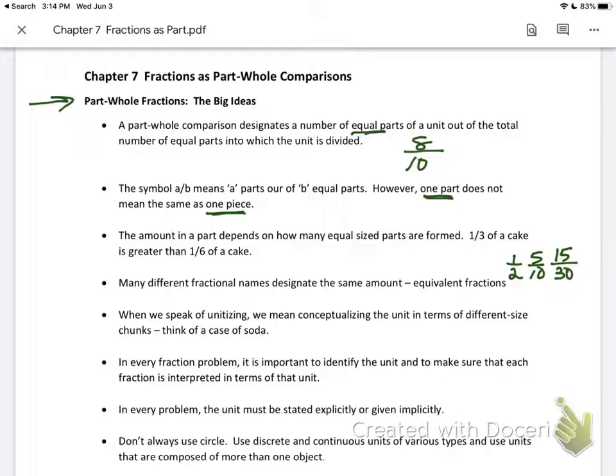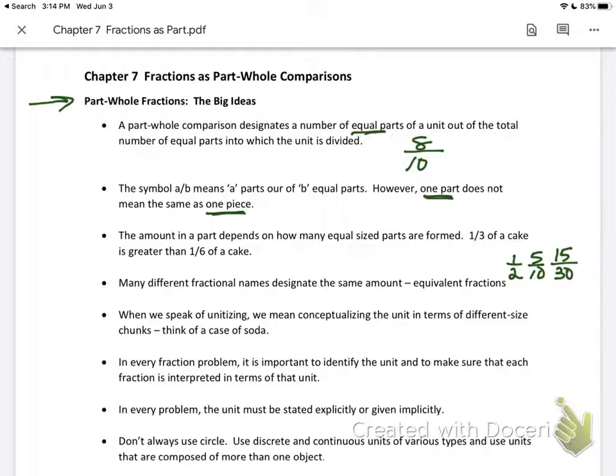In every fraction problem, it's important to identify the unit and to make sure that each fraction is interpreted in terms of that unit. So if your unit is three boxes, then a third of them would be 1 box. So make sure you're always going back to your unit and make sure that everyone's clear about what the unit is. In every problem, the unit must be stated explicitly, or there's enough information given implicitly that you can then work back and get the unit.